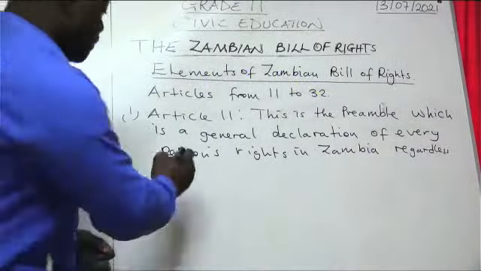Let us look at Article number 13. That is number 2. Article number 13 looks at the protection of the right to personal liberty, which is very, very important, because every person is free unless one has broken the law and is in custody of police. We are there to protect our lives.